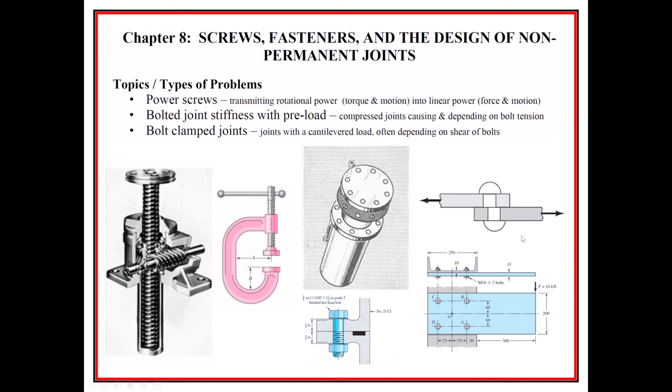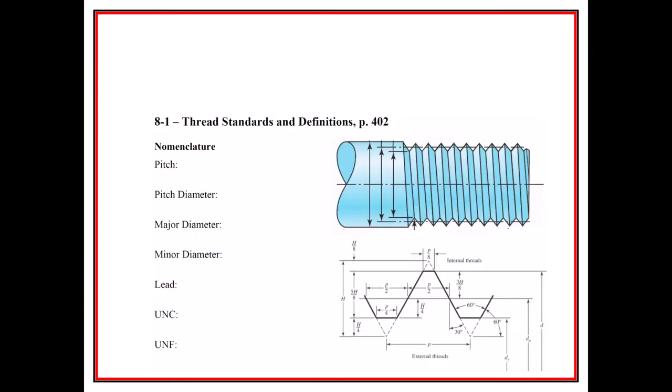So that's going to be the classes, I believe. Today's class is 17. Class 18 is preloaded joints. I think class 19 is the shear joints like this. And then class 20 is going to be these cantilevered types of joints. So there are all different types of things in these non-permanent joints.